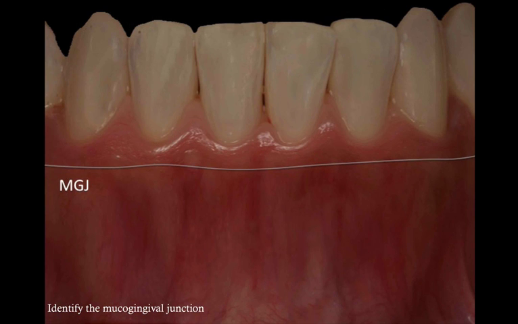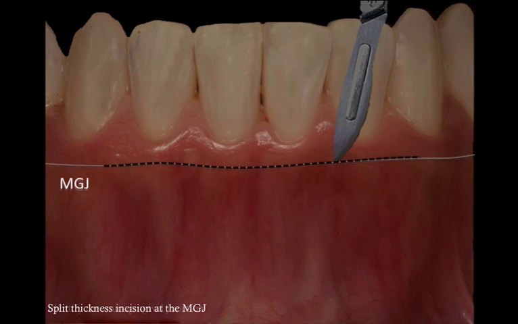So the first thing that you need to be able to do is to identify the mucogingival junction. This is where your first incision is made. The first incision is a split thickness incision with a number 15 blade. And the extent of it, mesiodistally, depends on the area that you'd like to treat, depends on how many teeth, but also depends on the size of the graft that you'd like to harvest. We are limited, obviously, in the palate.